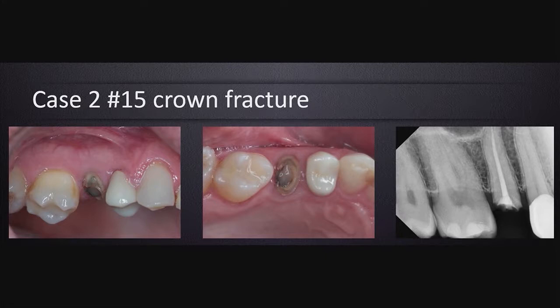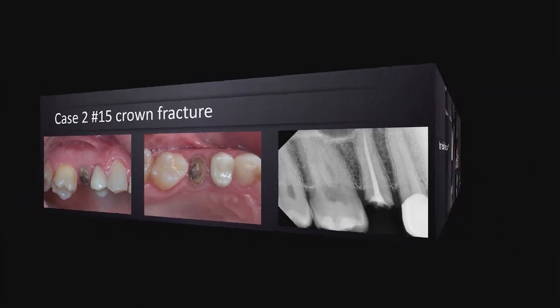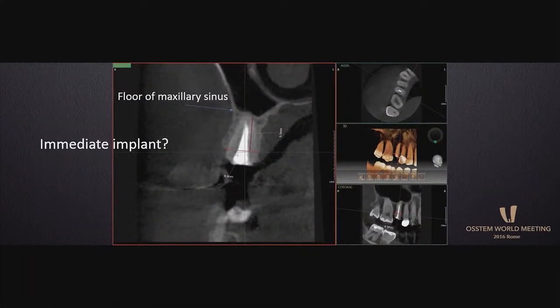You can see the tip of the root is at the floor of the maxillary sinus already. Another alternative option would be crown lengthening to provide a good ferrule effect and then do the post and crown. But the gingival level will be different from the tooth next to it. After discussing with the patient, we decided to do the dental implant. The cone beam CT scan shows that the tip of the root is already at the floor of the maxillary sinus.